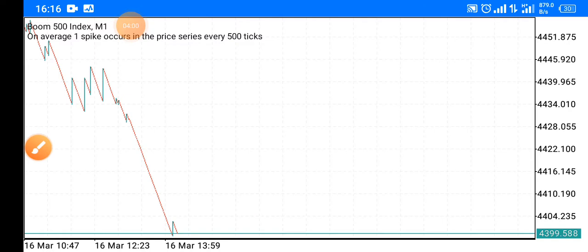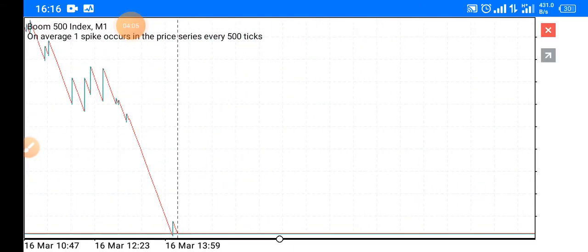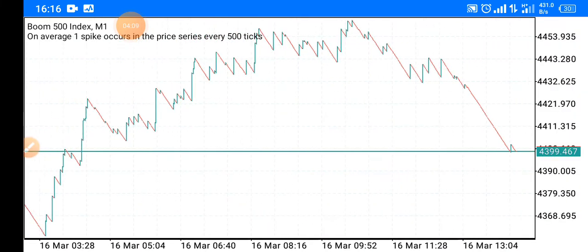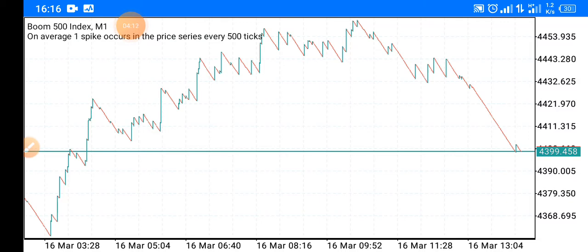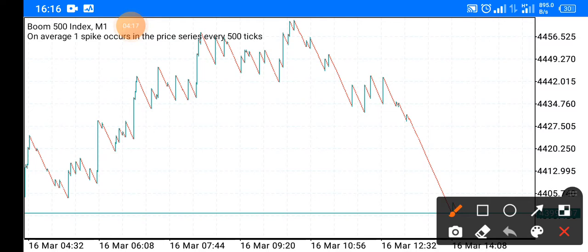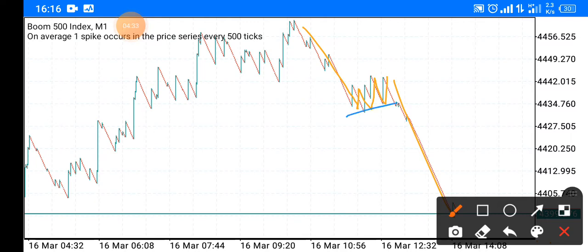Let me show you some examples that I noticed today on Boom 500. Let me use this example right there. It's an impulsive move down to make our pole. Then the market pulls back, creating a series of higher highs. Then we got another impulsive move. So right here, this is our flag.